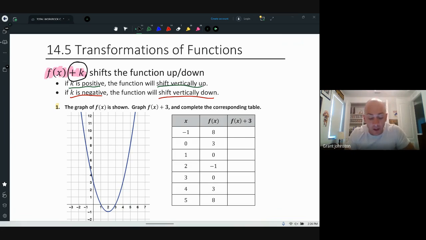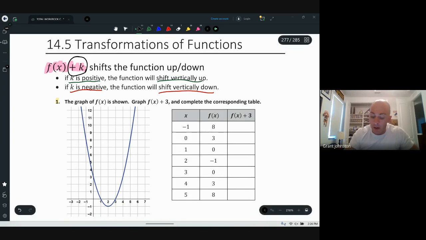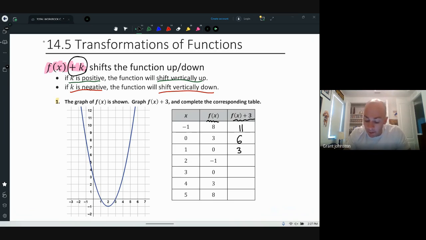So with this table here, it says the graph of f of x is shown, graph f of x plus 3, and complete the corresponding table. So how this would work, if f of x is 8, then f of x plus 3 would just be 11. 8 plus 3 is 11. 3 plus 3 is 6. 0 plus 3 is 3. Negative 1 plus 3 is 2. 0 plus 3 is 3. 3 plus 3 is 6. 8 plus 3 is 11. So that would be what the table would look like, right?